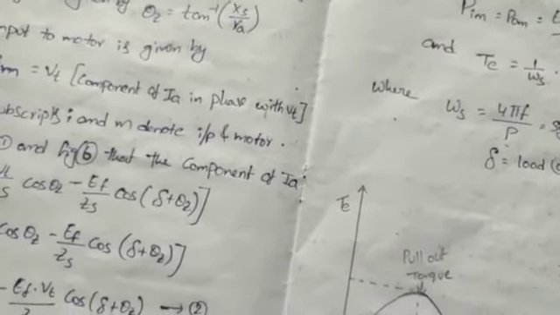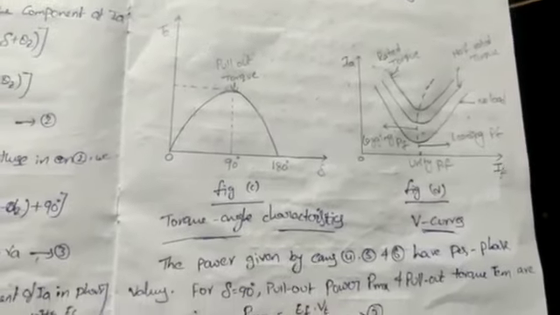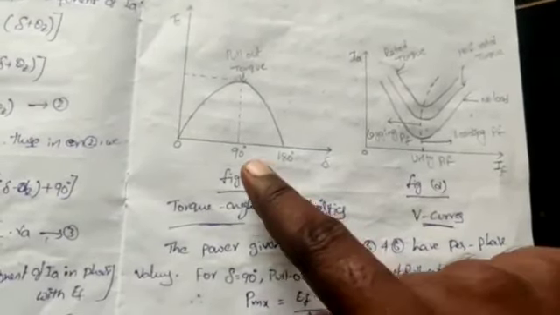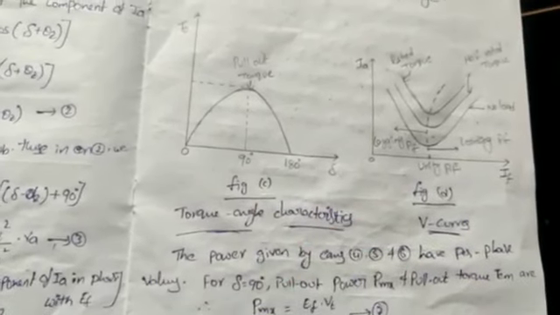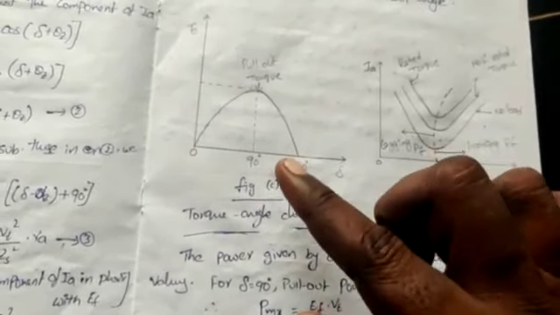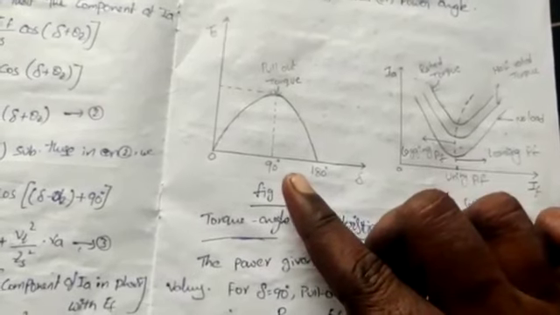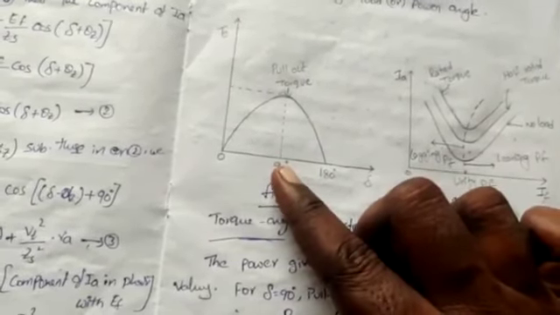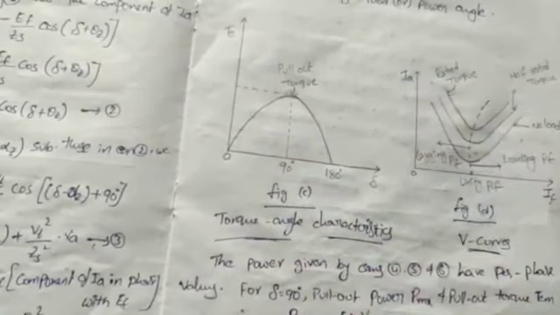The torque versus load angle characteristic for a cylindrical rotor synchronous motor is shown in figure C. For stable operation of a synchronous motor, the load angle delta should never exceed 90 degrees.